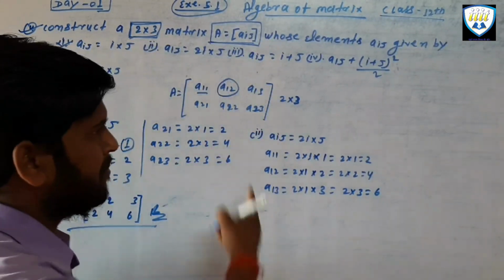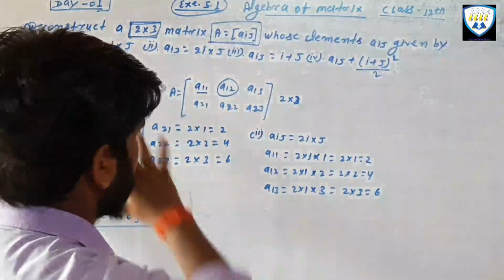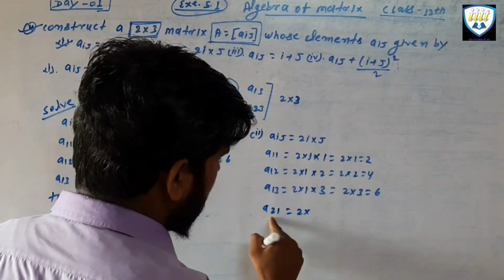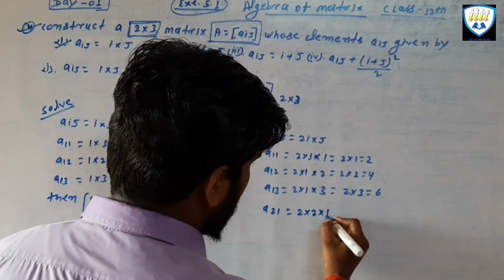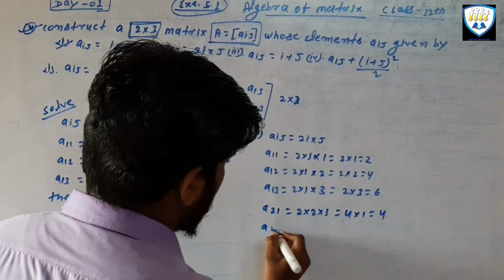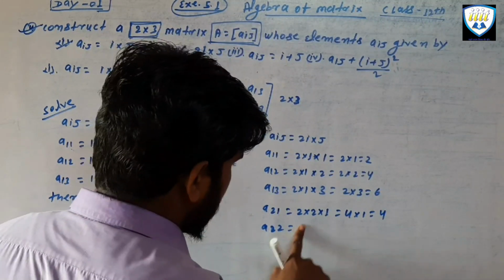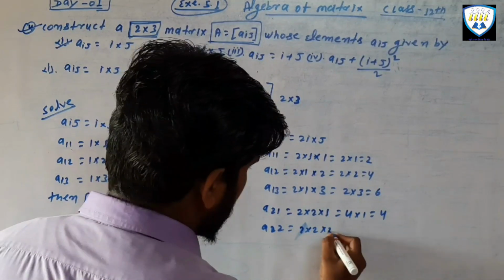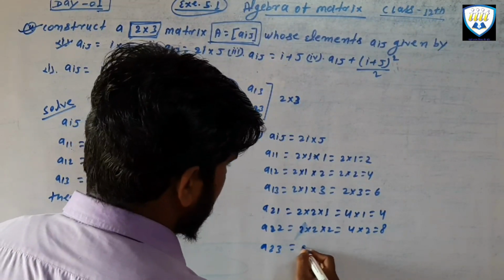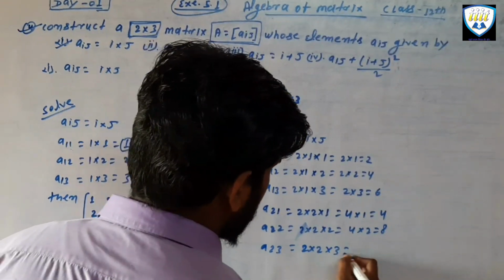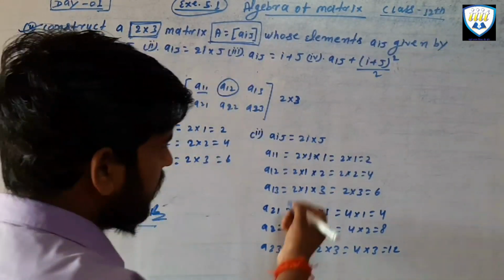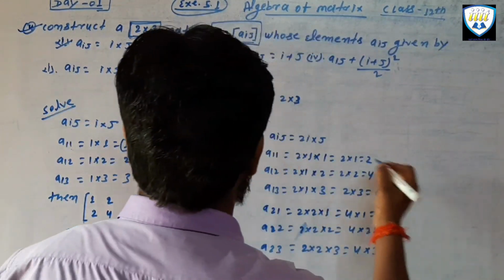Similarly, same. Any doubt? Same method. A21 equals 2 into i into j, 1, equals 2 into 2, 4, into 1, equals 4. A22 equals 2 into 2, 4 into 2, equals 8. A23 equals 2 into 2 into 3, 4 into 3, equals 12. Any doubt? And the matrix of this order is available.